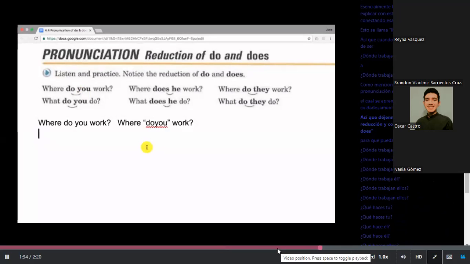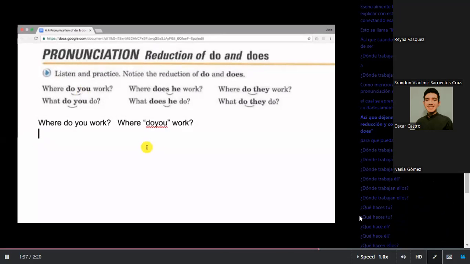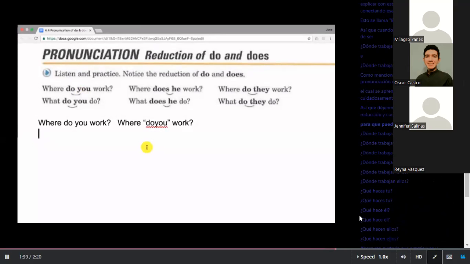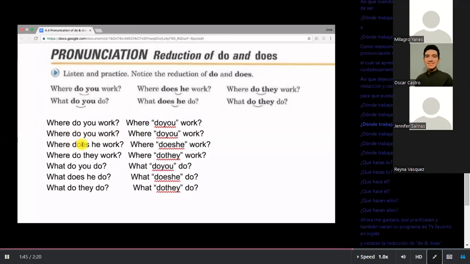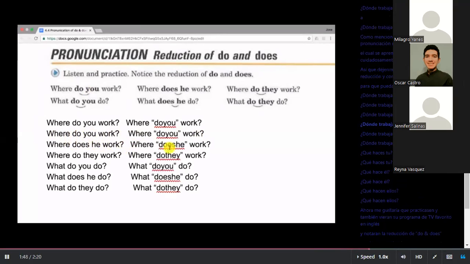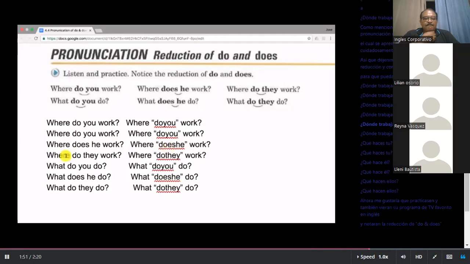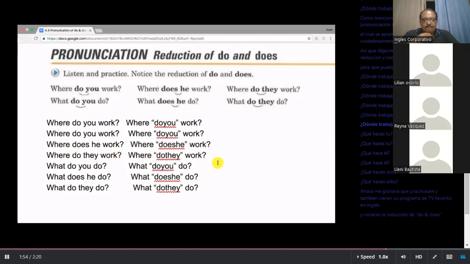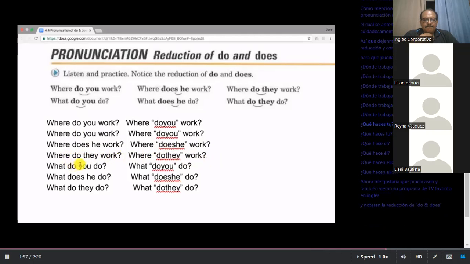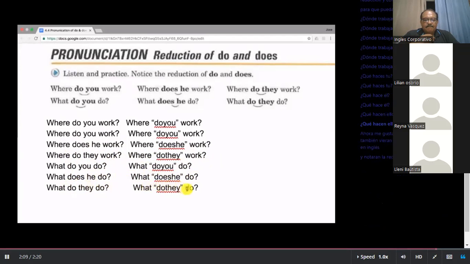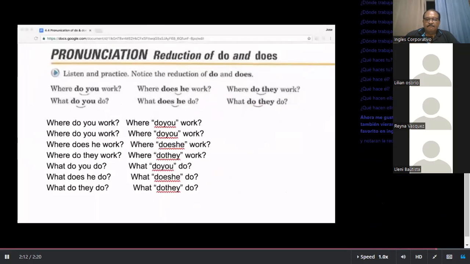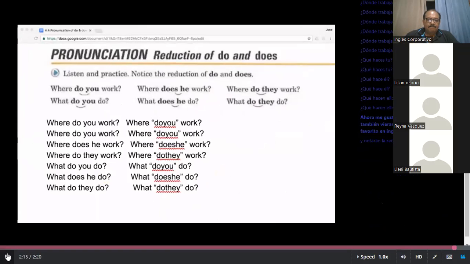So let me read out the examples without the reduction and with the reduction of do and does, so that you can have a better idea. Where do you work? Where does he work? Where do they work? What do you do? What does he do? What do they do? Now, I would like for you to practice and also to watch your favorite TV program in English.